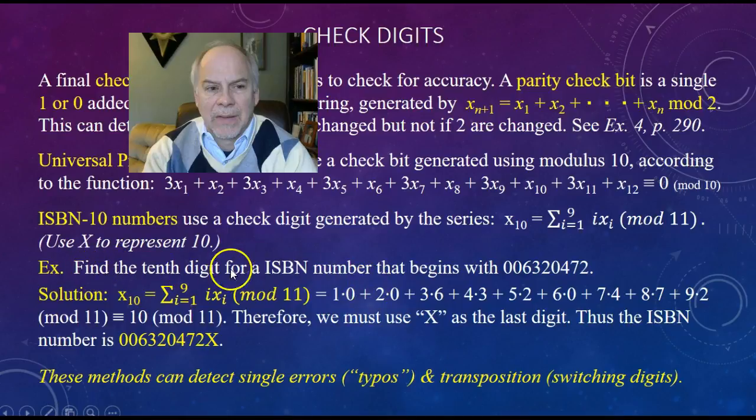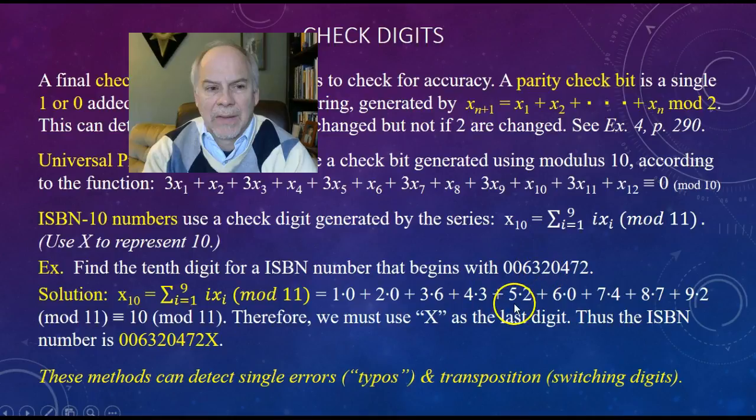So here's an example. Find the 10th digit for an ISBN number that begins with 006320472. So notice there are 9 digits there. All right. So we use this expression in mod 11, and I, in the first case, is 1. So 1 times x1. Now x1 is the first digit, which is 0. So 1 times 0. And then it does I again, being 2 this time. So 2 times x2. Well, x2 is a 0. And then 3 times the x3, which is 6 this time. So 3 times 6 plus 4 times x4, which is the 3 here.